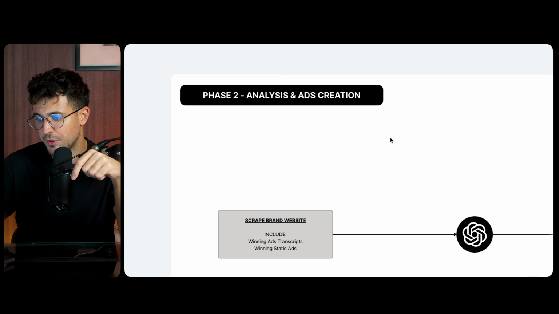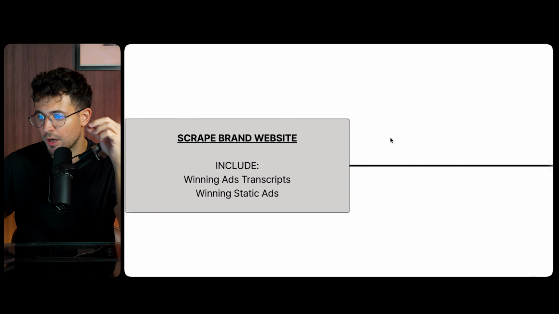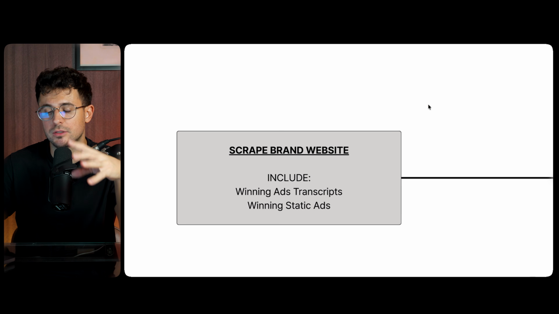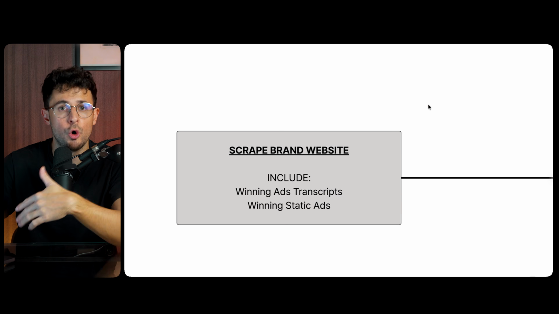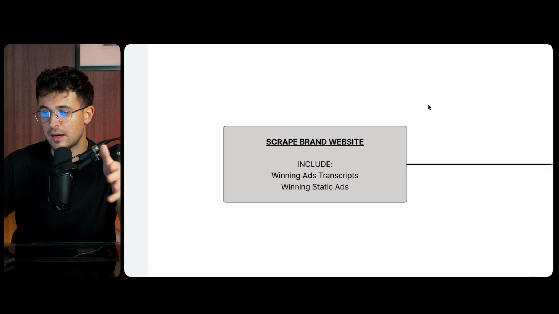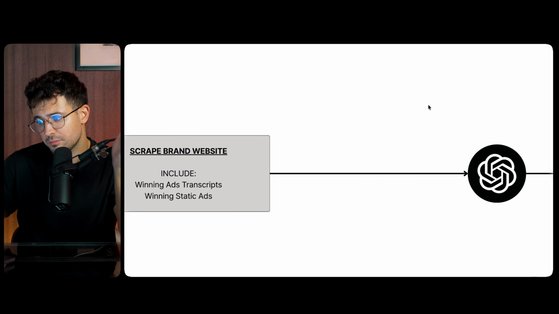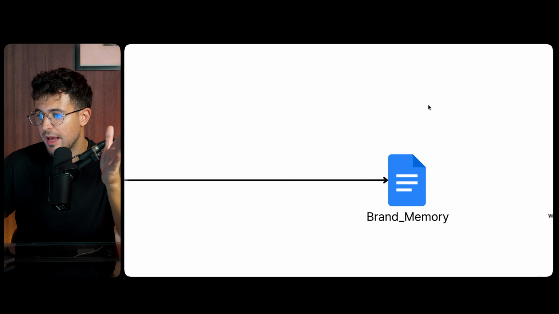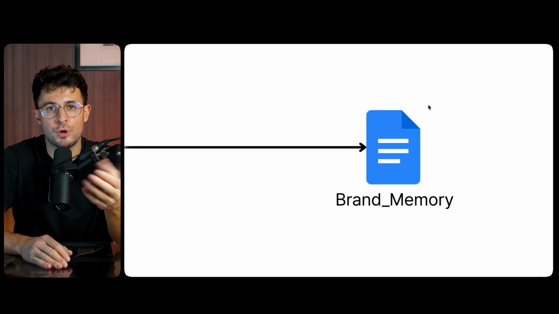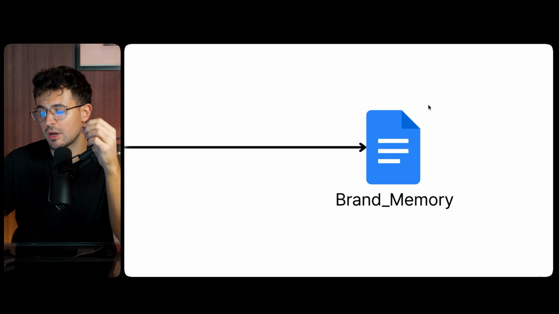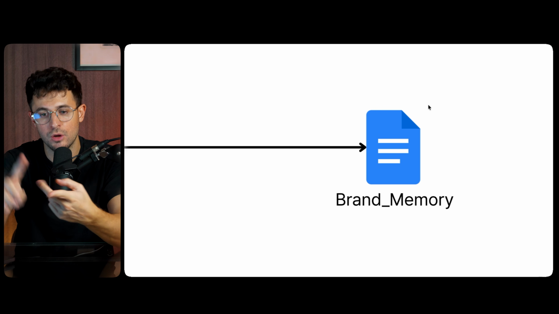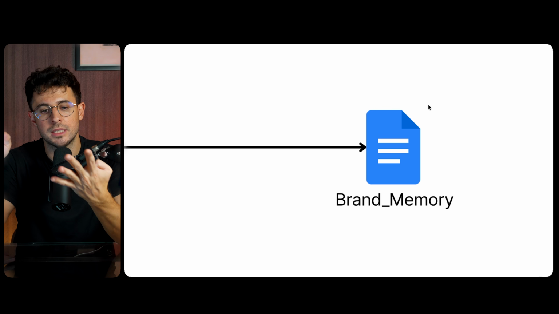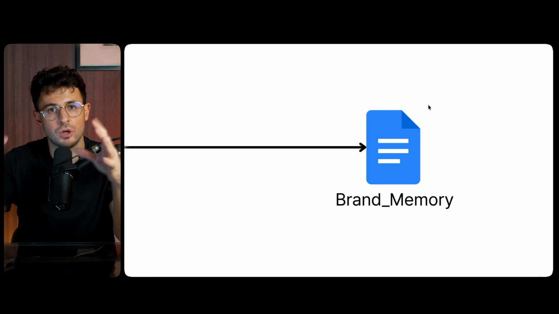Then you go to phase number 2. Here you want to start by scraping your own data. So you scrape your own website and you also include your winning ads transcripts and the winning static ads. So all your past winning ads, the transcript, the angle, and all these kinds of things. Put them inside ChatGPT, and ask ChatGPT to create a brand memory. What is this brand memory going to be? This brand memory is a document that summarizes everything that has been working for you in terms of angles, personas, target audience, scripts, hooks, all these kinds of things.